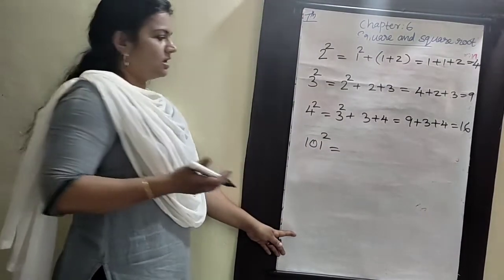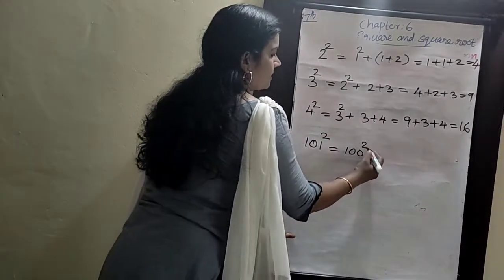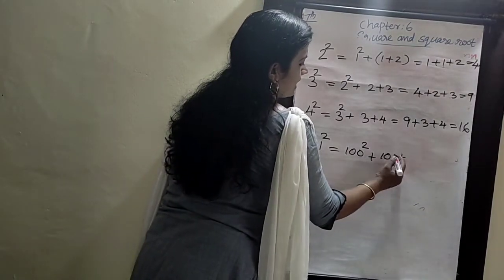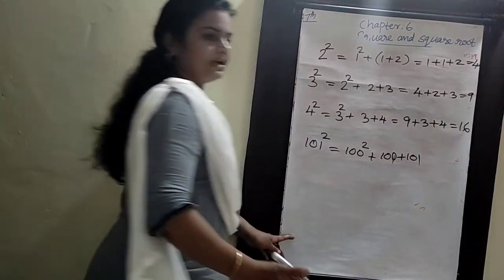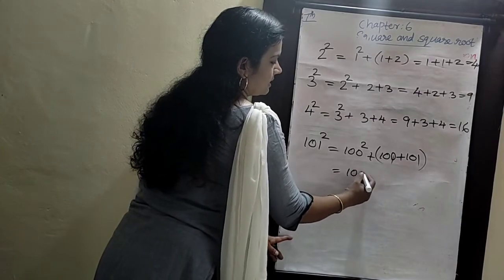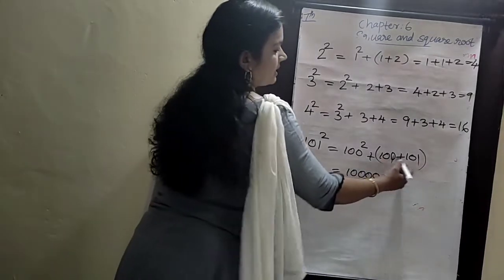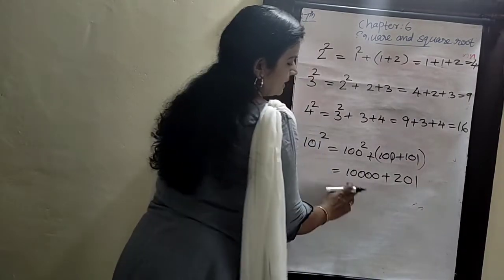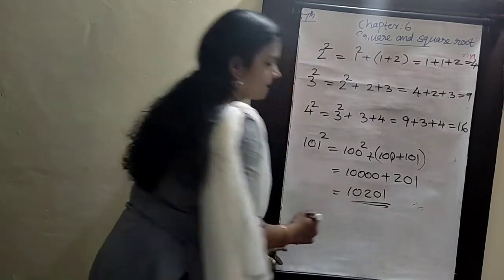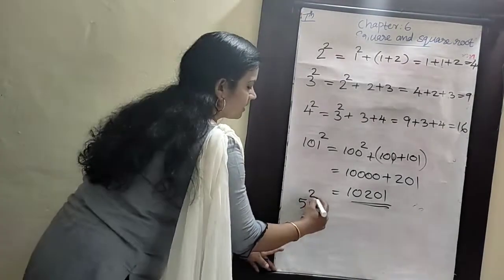Then how to write 101 squared? The number before 101 is 100. 100 squared plus 100 plus 101. 100 squared is 10,000. Then 100 plus 101 is 201. Then 10,000 plus 201 is 10,201. Understood?